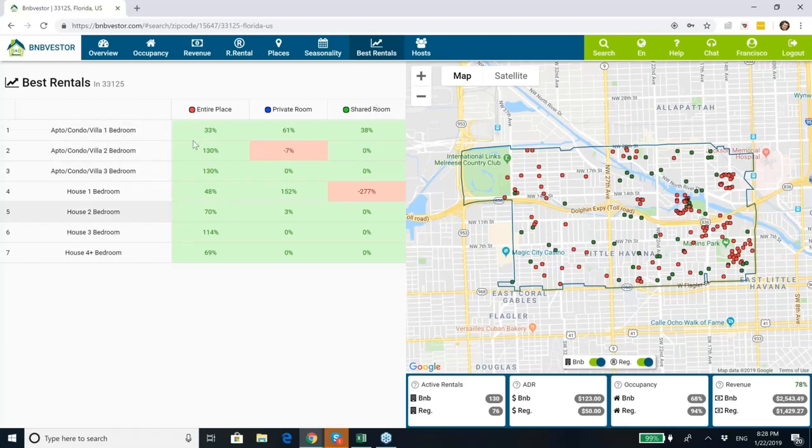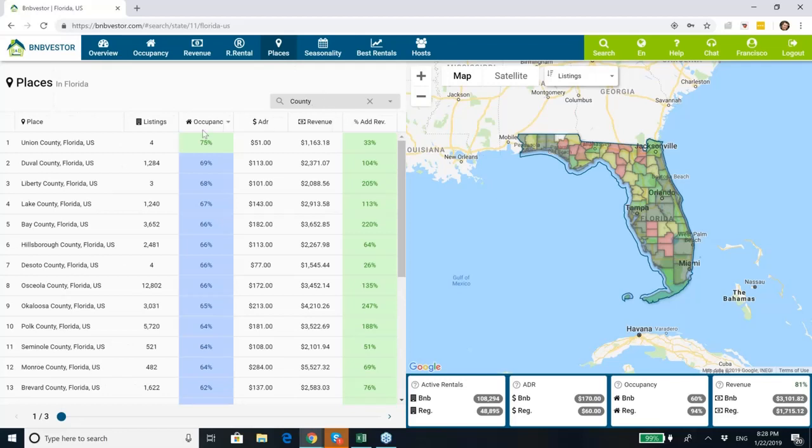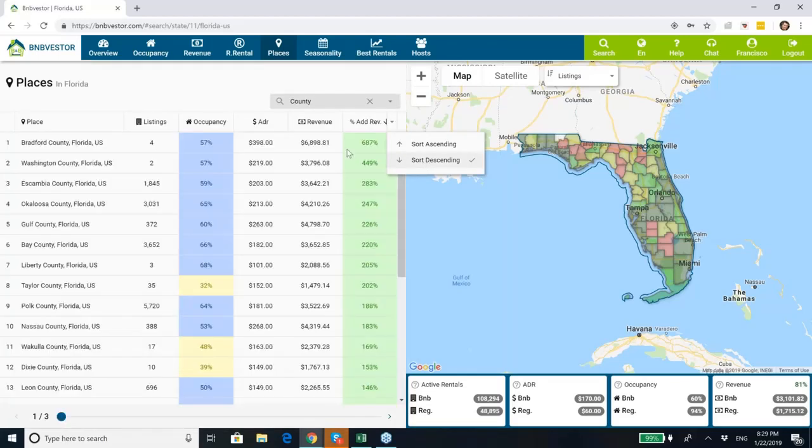Now, let's play with Florida a little bit. A lot of people think that Miami is the best area to have an Airbnb in Florida. And you can find good areas anywhere. But if you go with the analytics, and I'm going to click in places here, by county, the county with the highest occupancy is Union County. But it's a very small amount. But the ones that are in the Panhandle over here, this part of Florida, you're going to see a lot of those, like Bay County, it has 220% of additional revenue. Let's order by additional revenue, and you're going to see that the Panhandle, Escambia, Okaloosa, Gulf, Bay, all those are counties that are in the Panhandle over here.